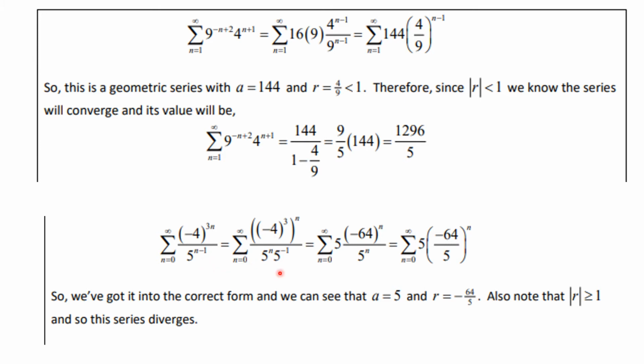And you can see playing games with the exponents. But at the end of those gymnastics, I get that this is going to be the summation n equals 0 to infinity of 5 times, and this r that we have here is minus 64 over 5 to the n. Now, the absolute value of that r is bigger than 1, so we know from the theory that this series diverges.